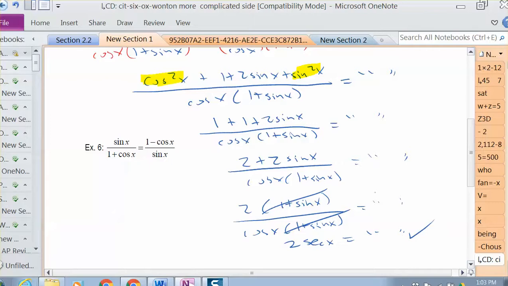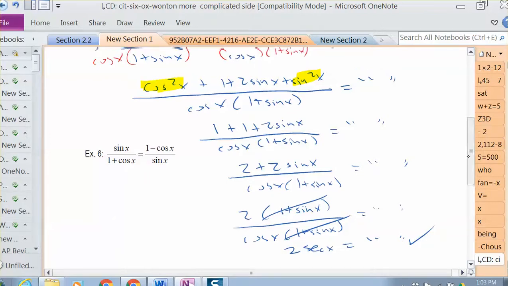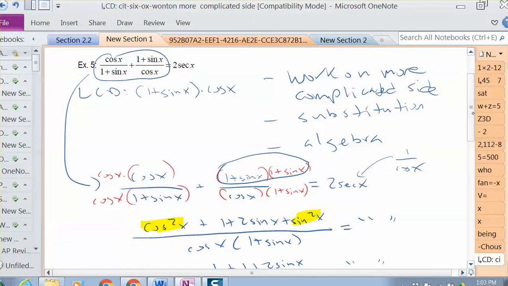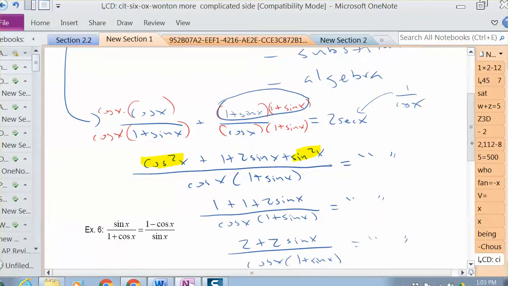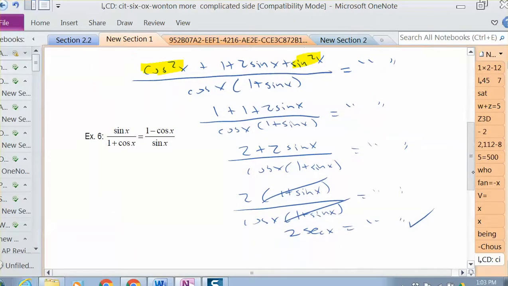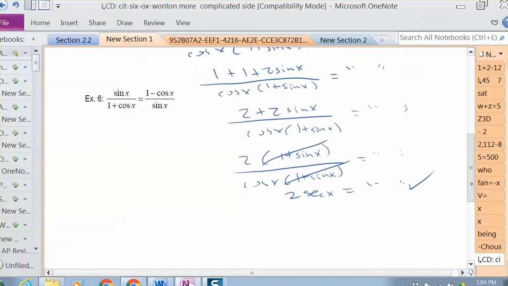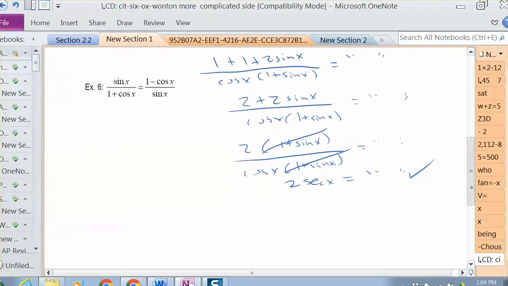And it's verified. This is definitely a more lengthy one, and we'll practice in class, but that's kind of how it's done. You want to work on the more complicated side, use a little algebra if you can. Do consider some substitution, which we did with cosine squared plus sine squared being 1. And then just continue with some more algebra, like combining like terms, factoring, and simplifying. And then, of course, 2 over cos x is 2 secant x.